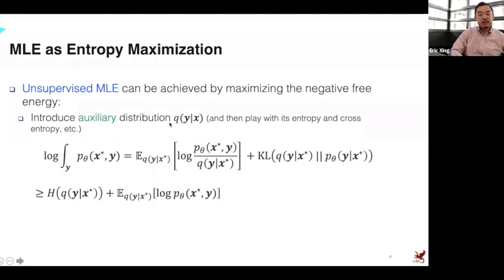Under the maximal entropy formulation, solving an unsupervised MLE is equivalent to minimizing a lower bound of the likelihood. The lower bound is defined by the cross entropy between your auxiliary distribution Q versus the original distribution P, and also the entropy of Q itself. And the gap between the lower bound and the original likelihood of the data is defined by the KL divergence between your auxiliary and the target posterior. So this is, again, another very important insight, because it gives you one of the most intuitive expressions of the EM algorithm, as I'm going to show here.